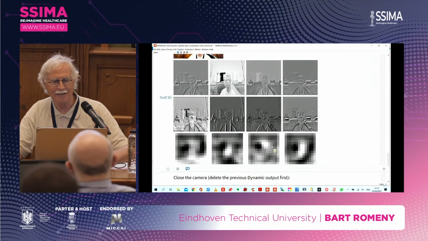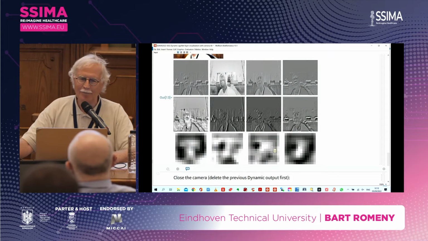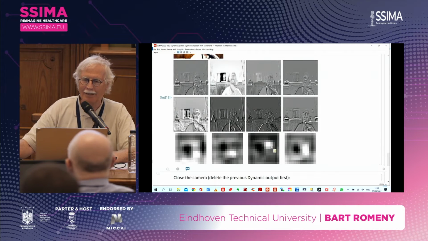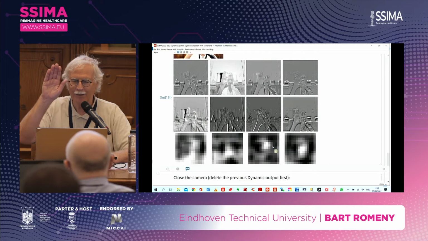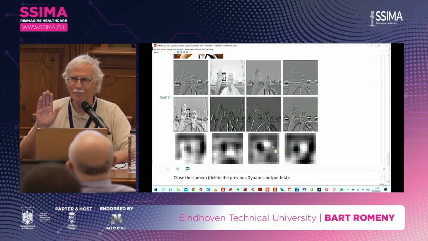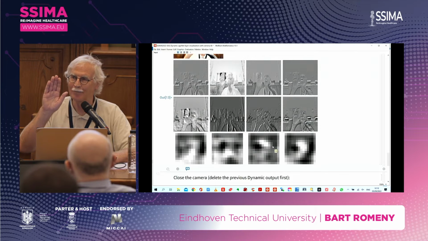And it's a little bit slow, but it does it. If I put my hand there, it doesn't react. So it's probably very face sensitive. And that's nice. So we have a face neuron here.